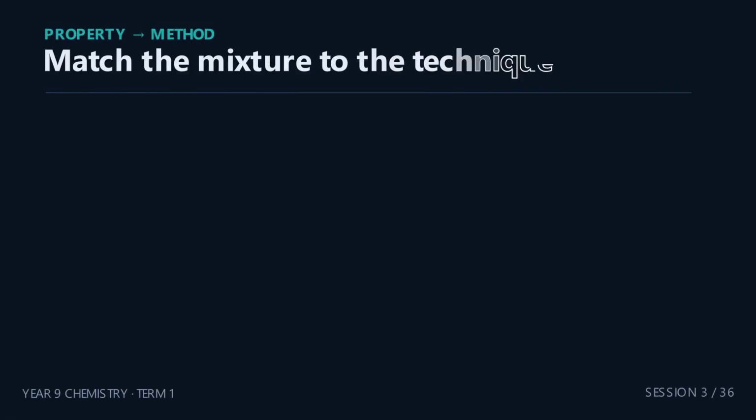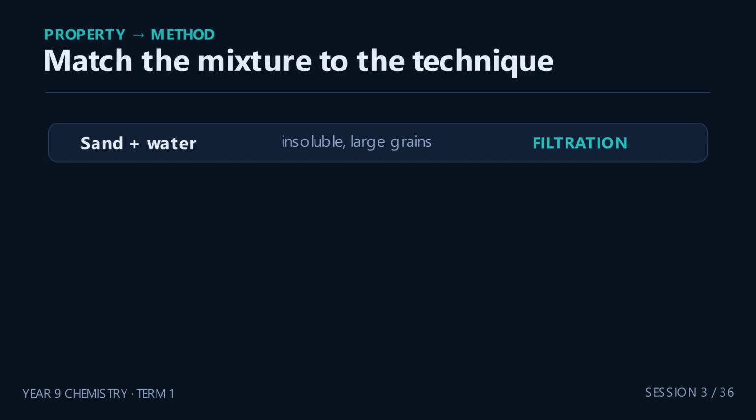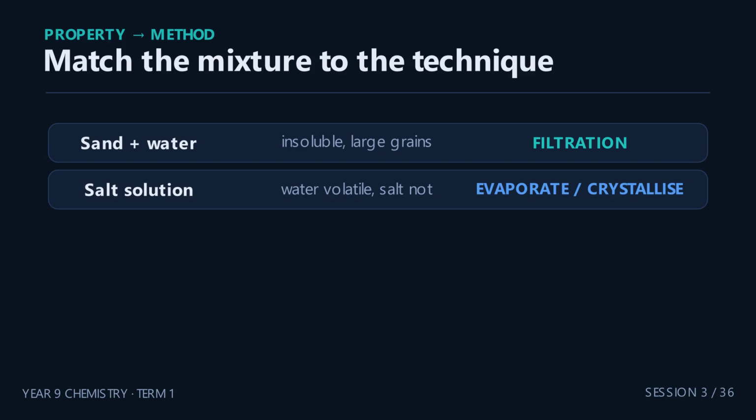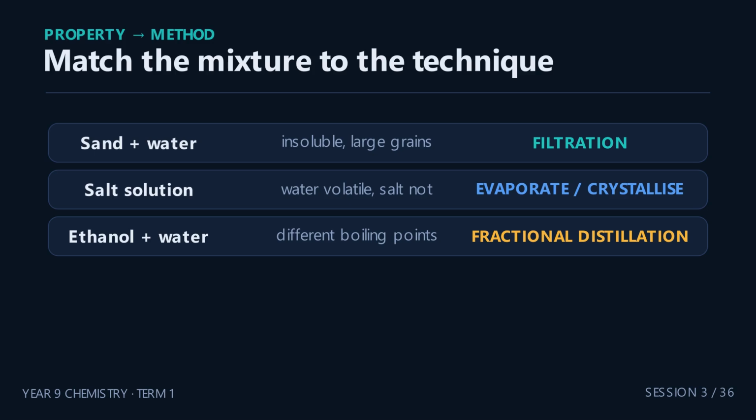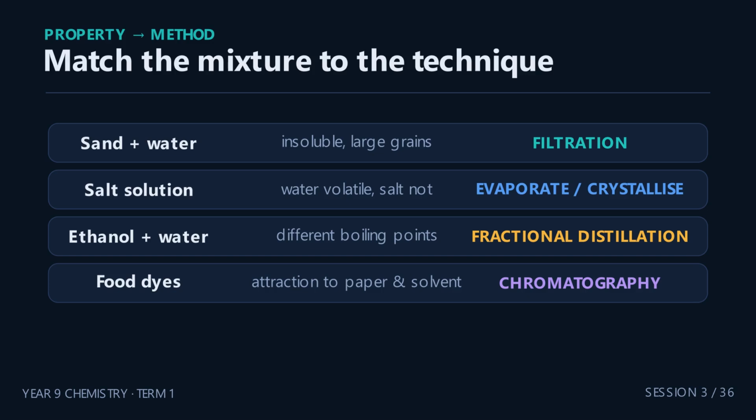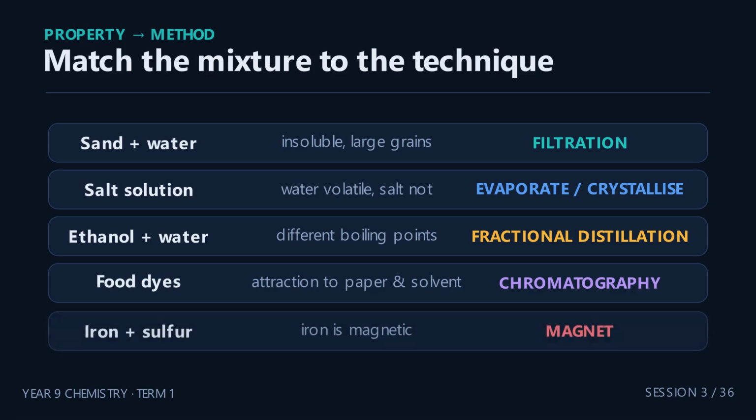Let's match the mixture to the method. Sand and water. The sand is insoluble and its grains are larger than the pores in filter paper, so we filter. A salt solution. Water is volatile, salt is not, so we evaporate or crystallize. Ethanol and water. Different boiling points, so we use fractional distillation. Food dyes. Different attractions to paper and solvent, so chromatography. Iron and sulfur. Iron is magnetic, so a magnet.